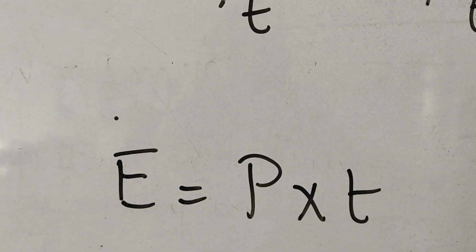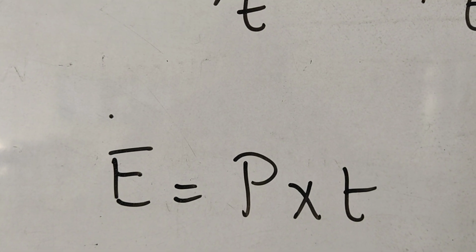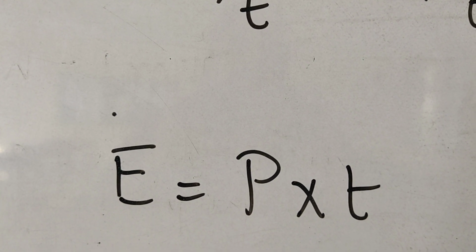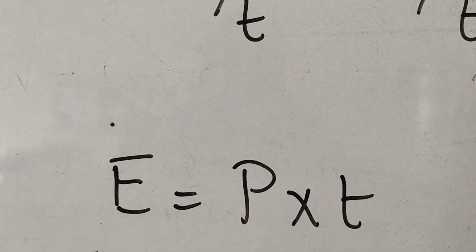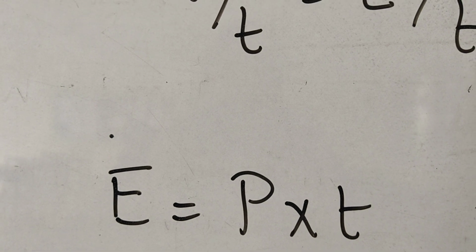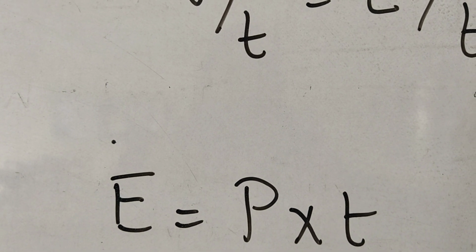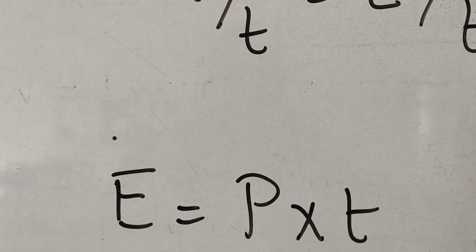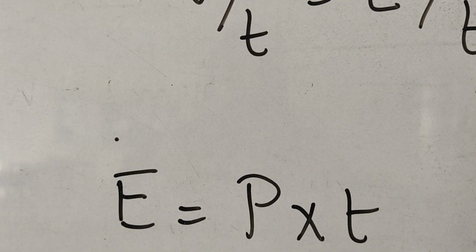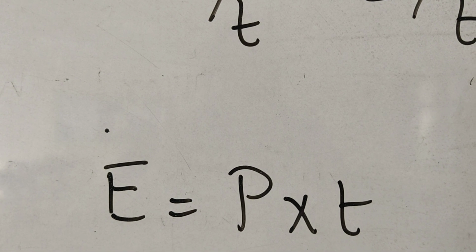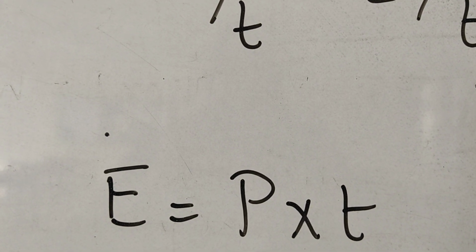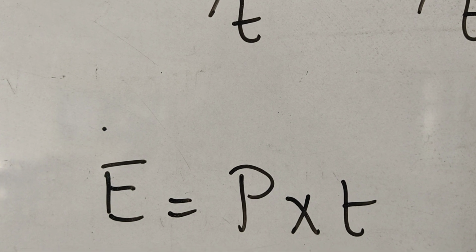So here, remember one point, that whenever you have a question or numerical based on electrical energy, you have to use power in kilowatt and time in hour. Because you know the commercial unit of electrical energy is kilowatt hour. So power should be converted into kilowatt if it is given in watt, and time should be converted into hours.